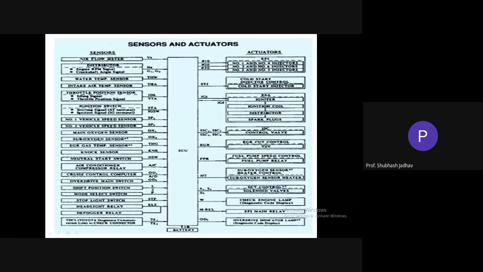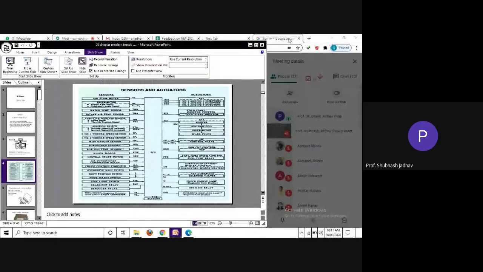Okay, so here it is, the airflow meter. Here it is related to the distributor: engine position signal, pulse signal, water temperature sensor, intake air temperature sensor, throttle position sensor, ignition switch sensor, vehicle speed sensor, then the oxygen sensor, then you have an EGR gas temperature sensor, NOx sensor, neutral start switch, then you have cruise control related sensors, so many things. So you can see all the sensors are there.